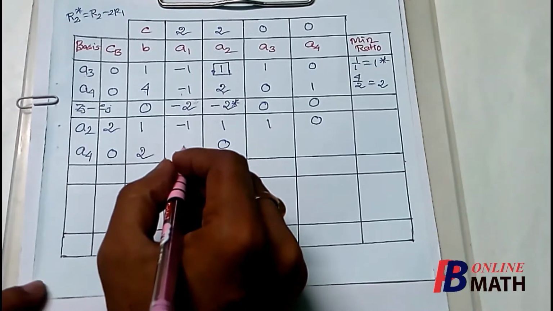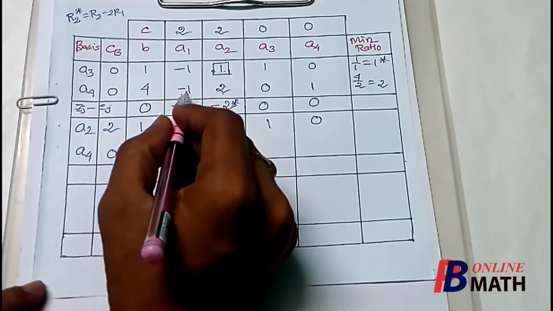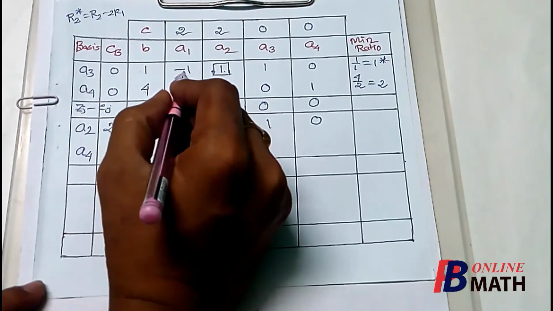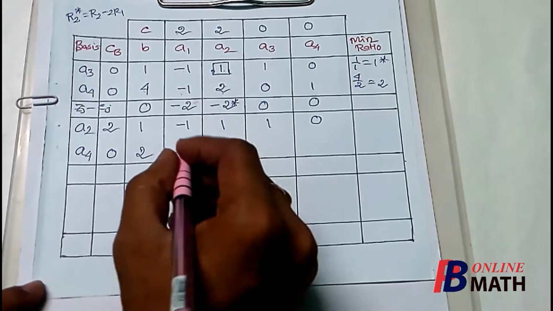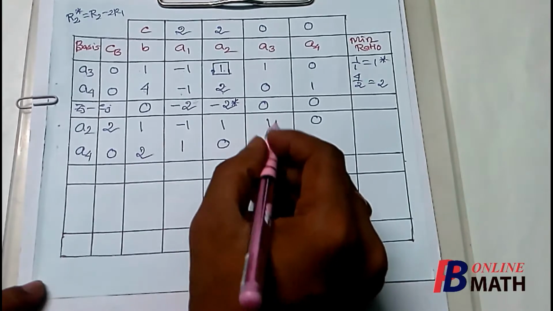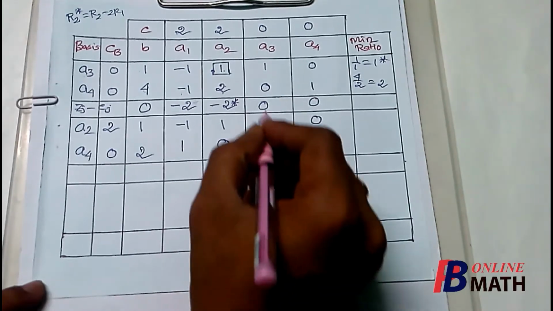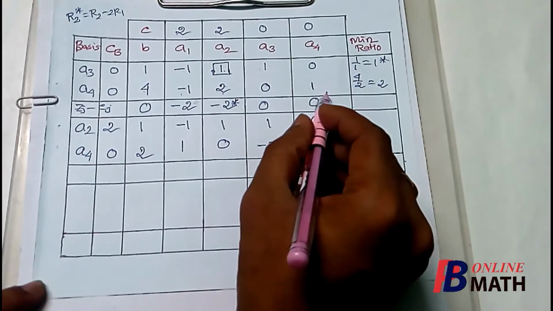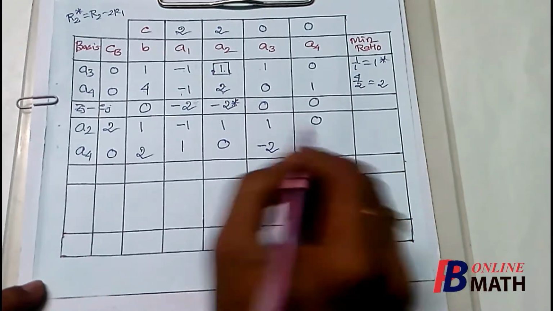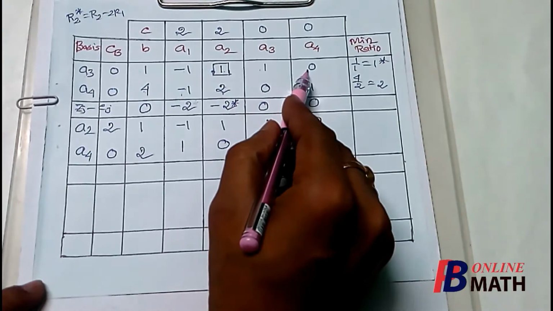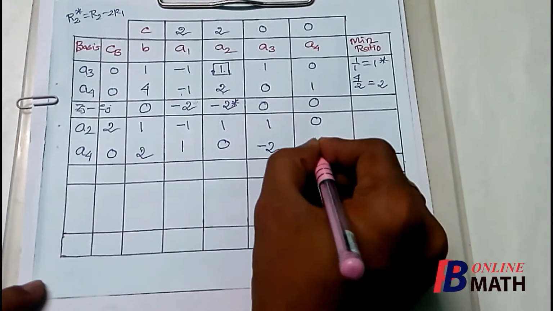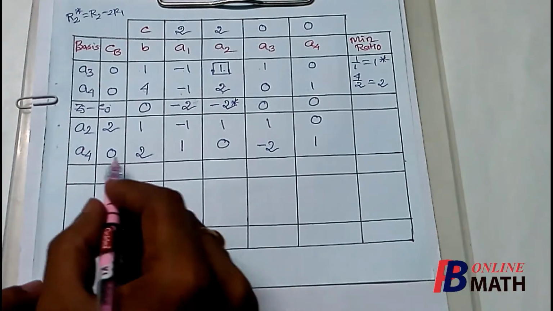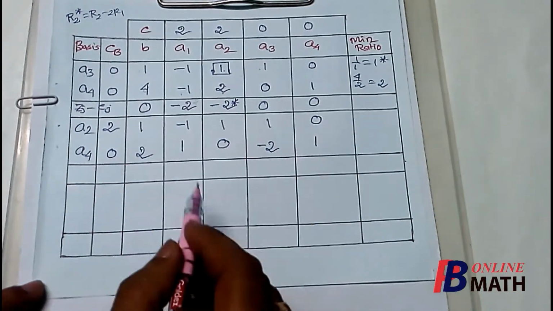For this element, it will be minus 1 minus 2 into minus 1. So minus 1 plus 2, that is plus 1. For this element it will be 0 minus 2 into 1, so it is minus 2. And finally for this element it will be 1 minus 2 into 0, which is 1. So we have obtained all the values in this second row.